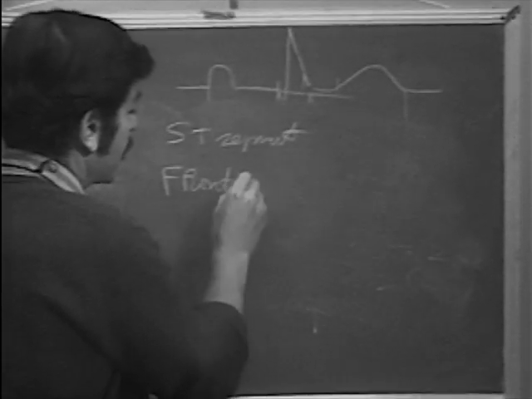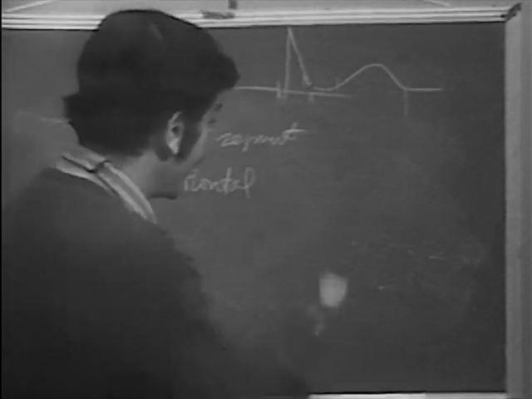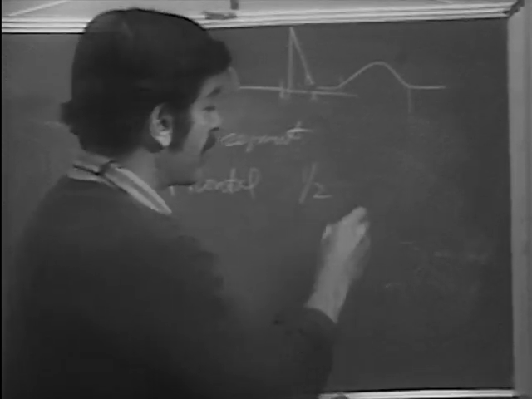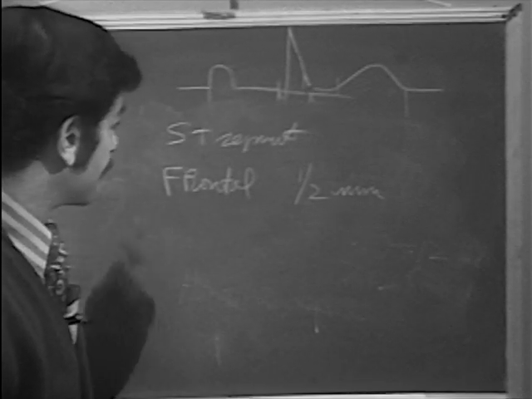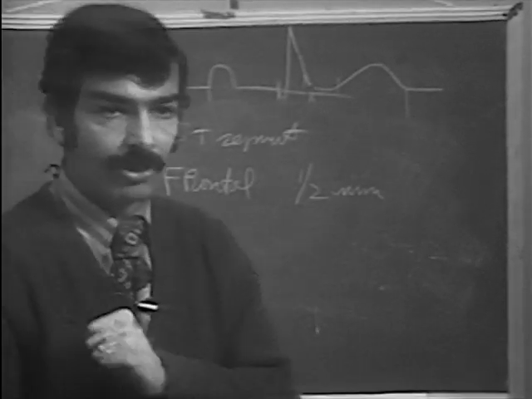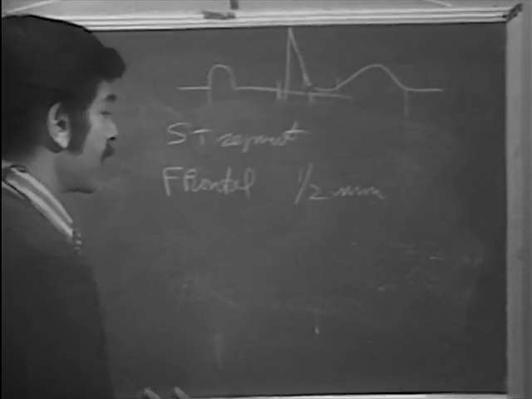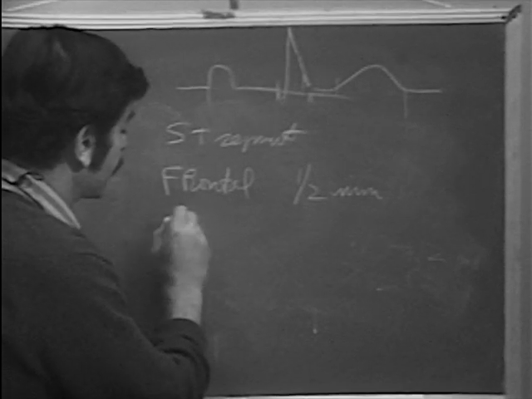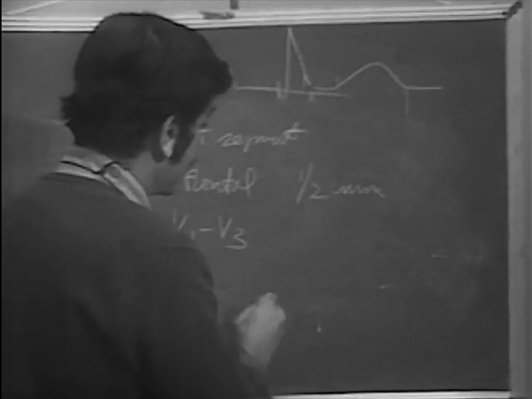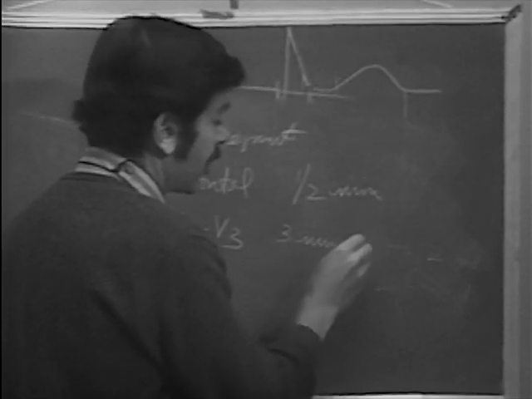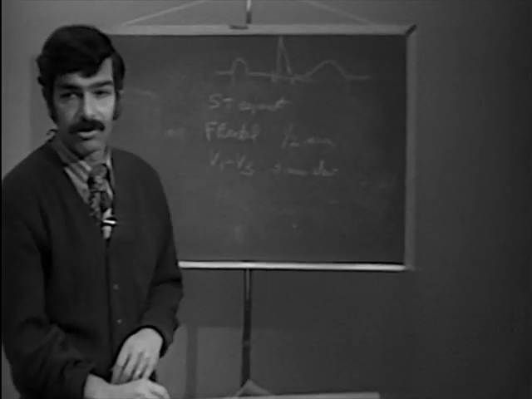Frontal plane leads. That means 1, 2, 3 again, AVR, AVL, AVF, those leads. 1/2 millimeter is all you're allowed, 1/2 millimeter elevation or depression of the ST segment. In the V leads, V1, 2, 3, 4, 5, 6, we're allowed more elevation. In the right precordial leads, V1 through V3, we are allowed as much as 3 millimeters elevation. 3 millimeters elevation can still be considered normal.